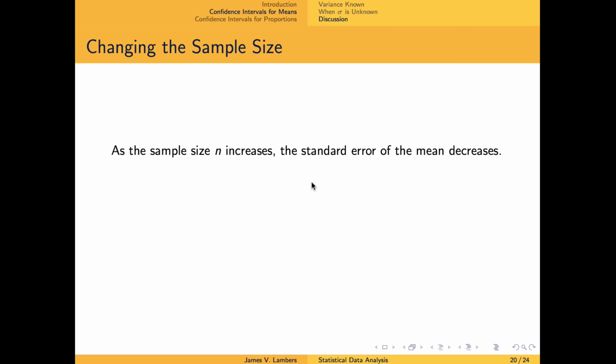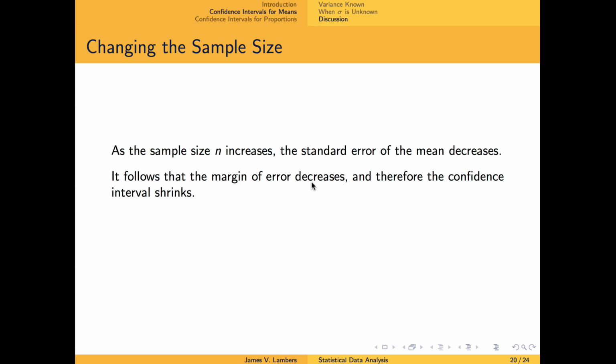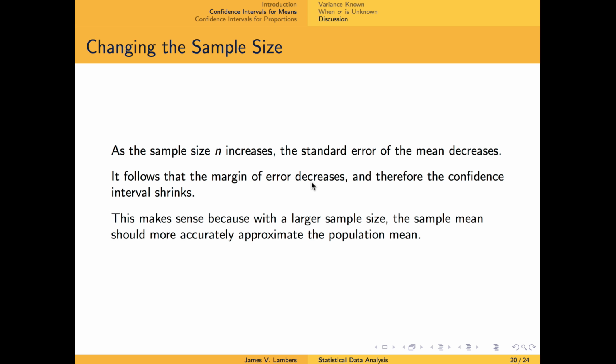Another parameter is the sample size n. As it increases, the standard error decreases, which then causes the margin of error to decrease. Therefore, the confidence interval shrinks, which is to be expected because the larger our sample size, the more accurately the sample mean should reflect the population mean.